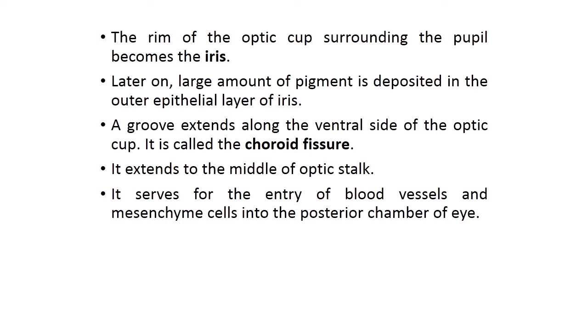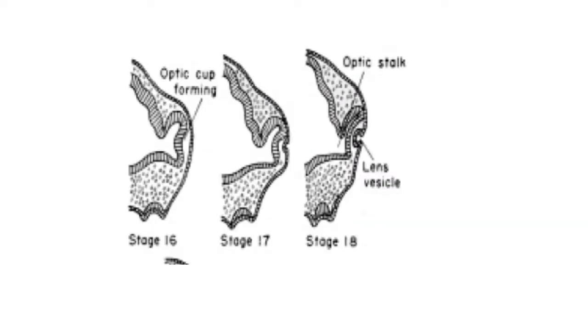A groove extends along the ventral side of the optic cup, and this is called the choroid fissure. It extends to the middle of the optic stalk, also from the ventral side of this optic vesicle. It serves for the entry of blood vessels and mesenchyme cells into the posterior chamber.